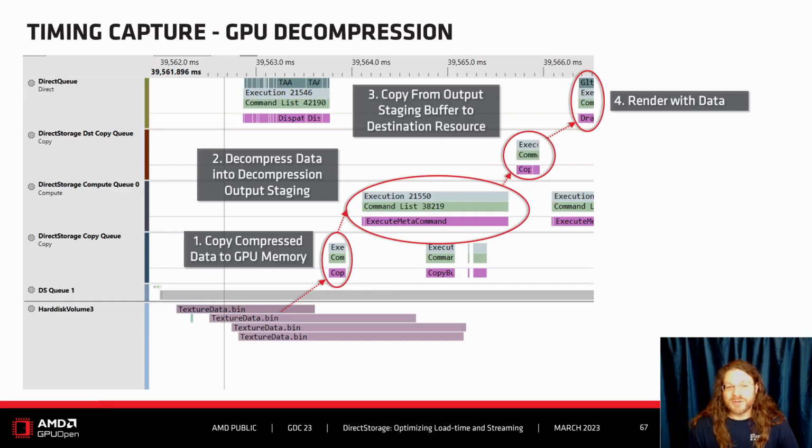So how does direct storage look when it's doing GPU decompression? Well, first, a copy to the GPU memory is done. Then the GPU decompresses data to an output staging buffer. Then it is copied from the output staging buffer from decompression and into the destination resource where it can be used for rendering. In this particular slide, the GPU decompression is shown as a dispatch, but more commonly what you will see these days is that instead of a dispatch, there will be a meta command. Direct storage creates its own queues.